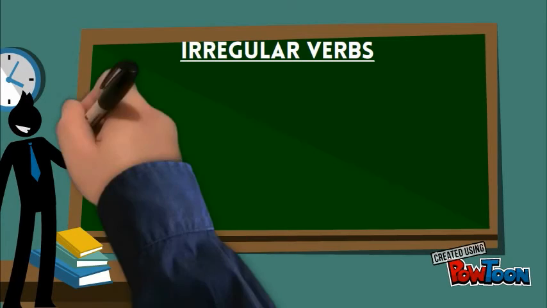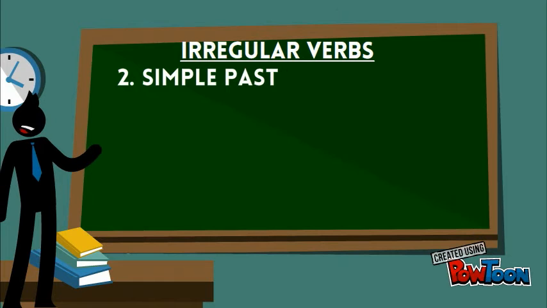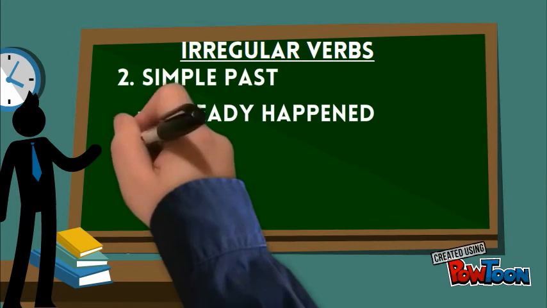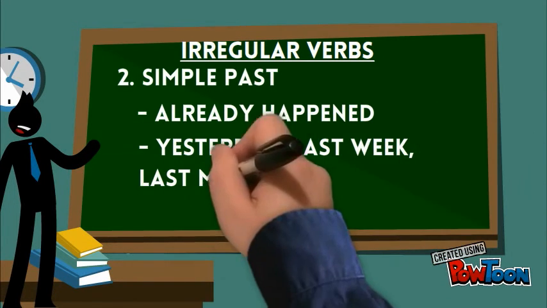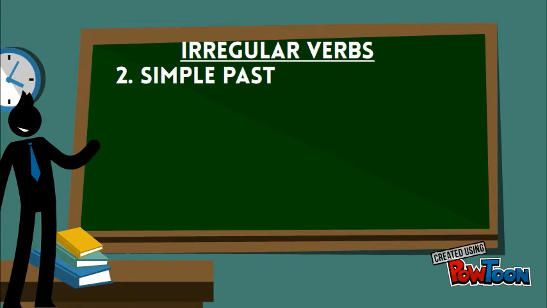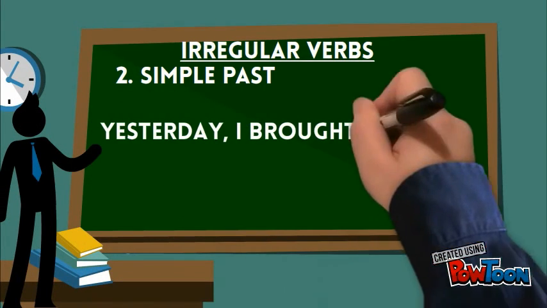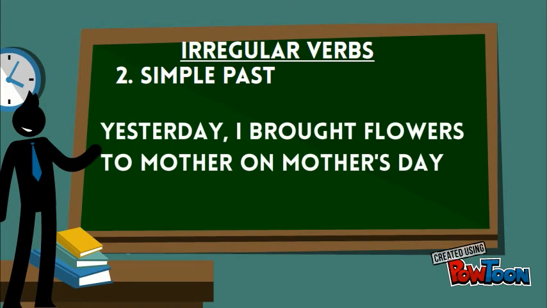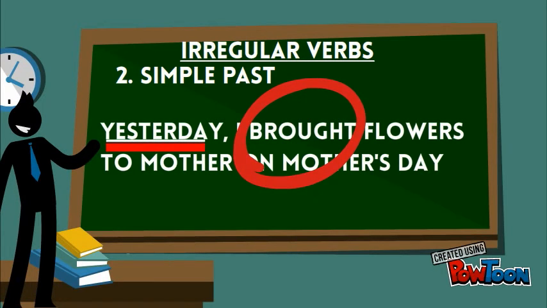The second verb form, simple past, is used when something has already happened. It could be yesterday, last week, last month, 2 minutes ago, etc. For example, yesterday I brought flowers to my mother on Mother's Day. Since this is something that occurred in the past, we use the verb form from the second column.